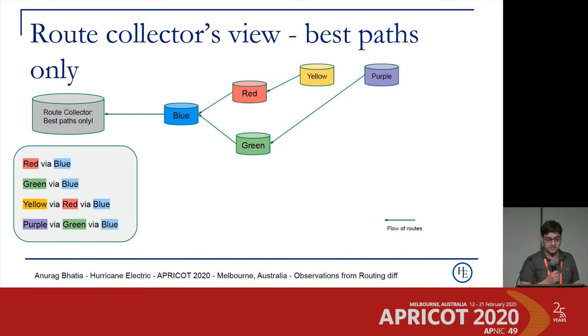And this also comes up in many cases when many of my friends from other networks tell me that not all their peers are visible on our tool. It's precisely because if routes are not exported and if best paths are selected, you won't really see them.